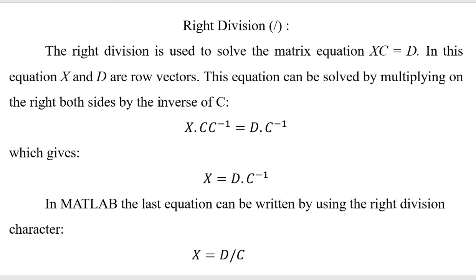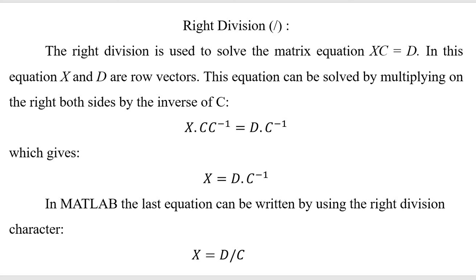So next is the right division. The right division is used to solve the matrix equation. For example, we take xc equal to d. In this equation, x and d are row vectors.